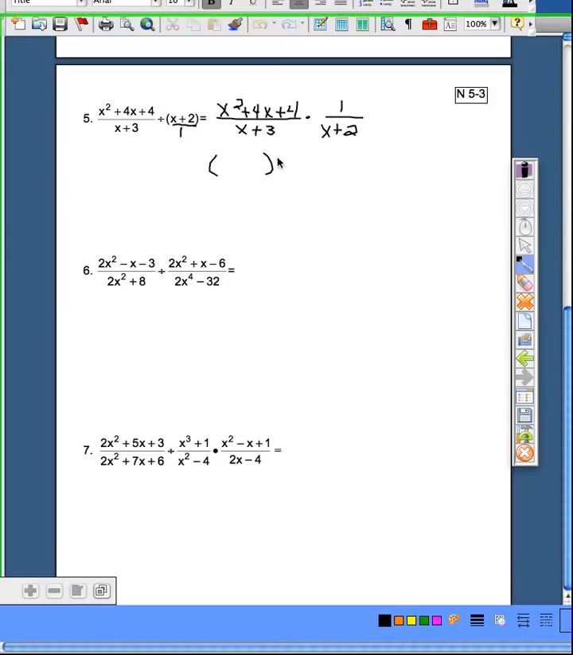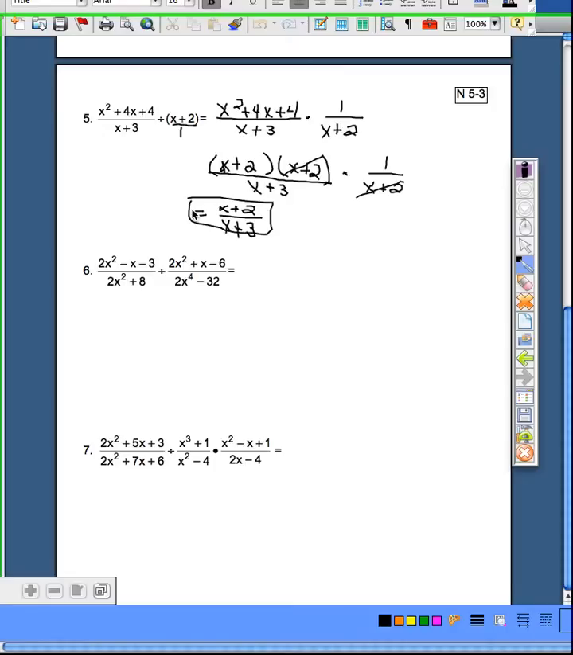Then we're going to factor our numerator, which factors as x plus 2 times x plus 2. All of that's over x plus 3, and it's times 1 over x plus 2. The only thing that can cancel here is one of our x plus 2's. So my answer is x plus 2 over x plus 3. Final answer.